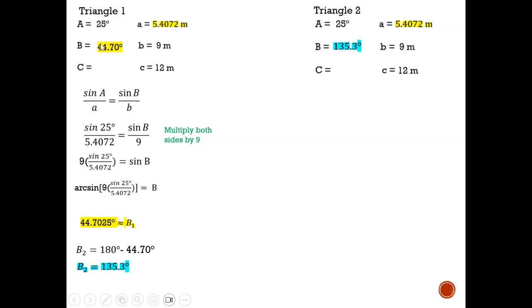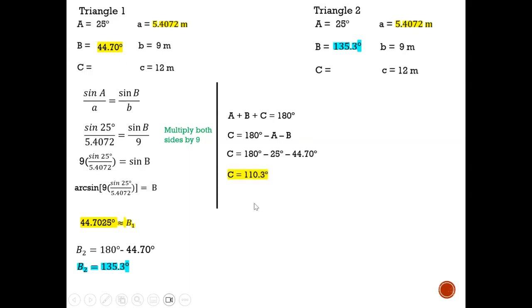So now I have the triangle for angle 1, right? So now we're missing angle C. So on triangle 1, we're going to use A plus B plus C equals 180. So C equals 180 minus A minus B. So it's going to be 180 minus 25 degrees minus 44.70. So angle C will be 110.3 degrees.